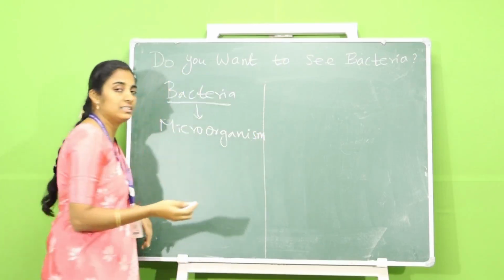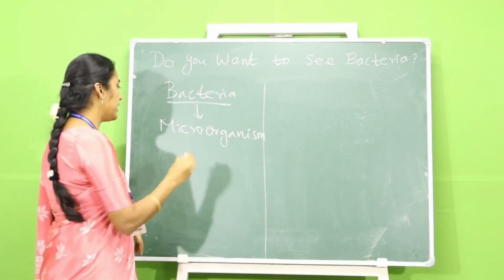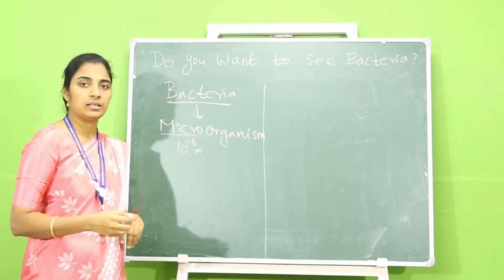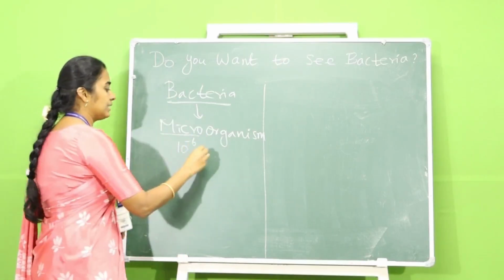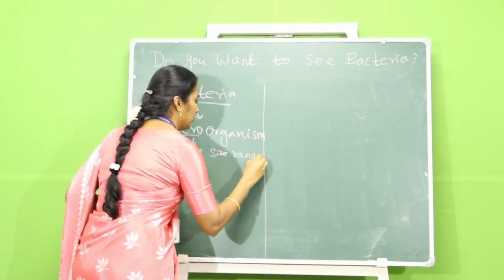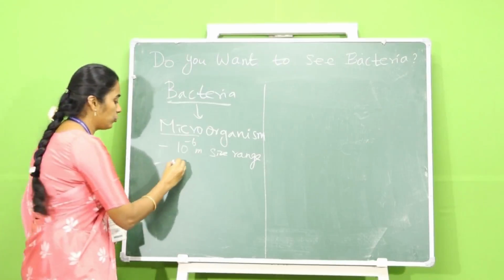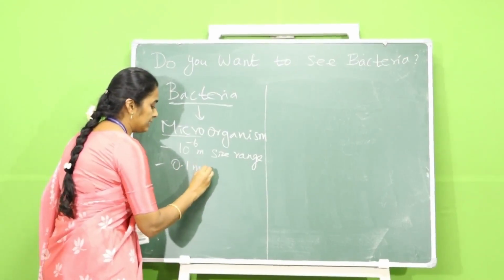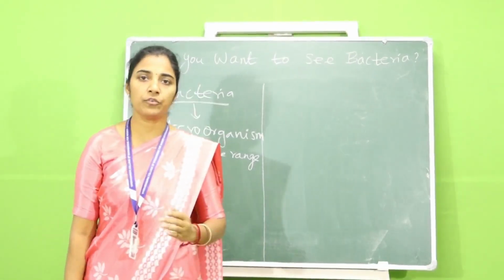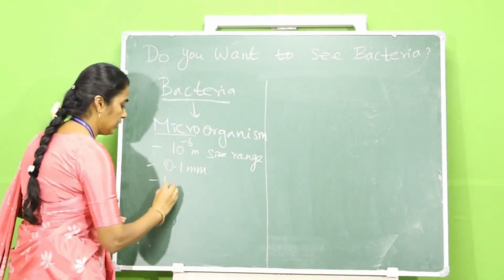You all know organism means living things. Micro, it is 10 to the power minus 6 meter size. So bacteria is in the range of 10 to the power minus 6 size range. So we can see only up to 0.1 millimeter size through our naked eye. So if we want to see the bacteria, we have to use the microscope.